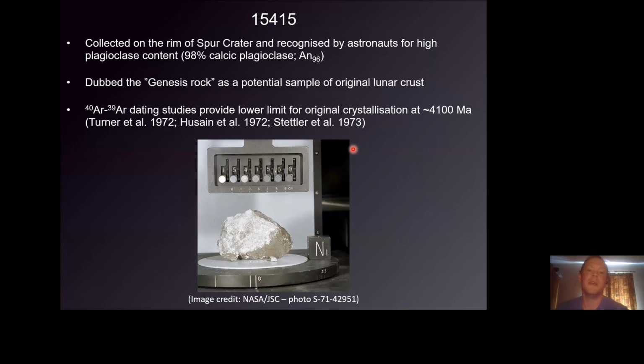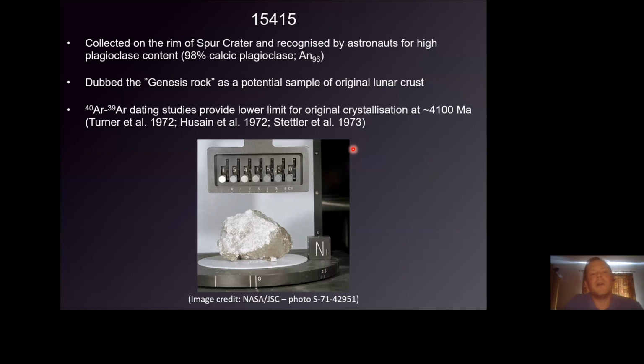So this was instantly recognized by the Apollo 15 astronauts as being special. It was collected on the rim of Spur crater, and they could see straight away it had tons of plagioclase, and they were well trained to look for this, and they knew that it was very important as a potential sample of the ancient lunar crust, and it was dubbed the Genesis rock.